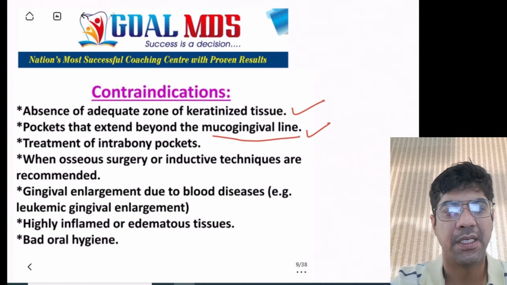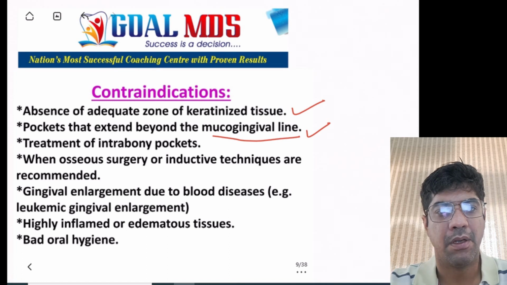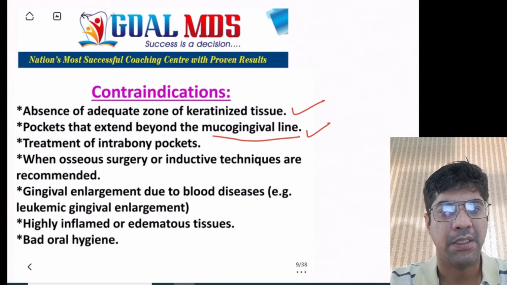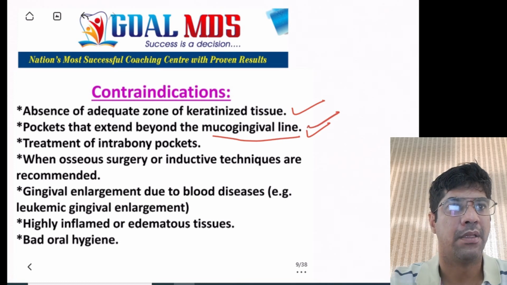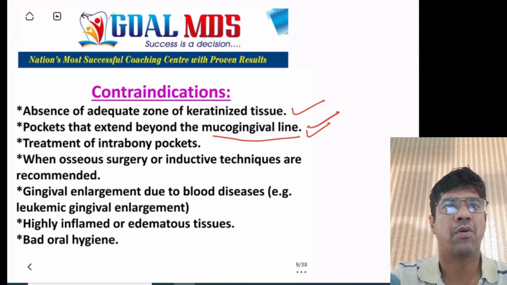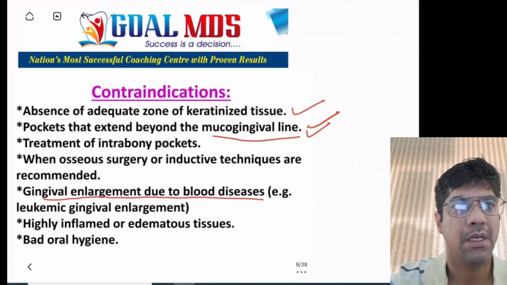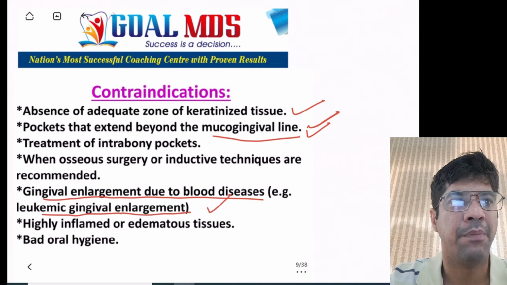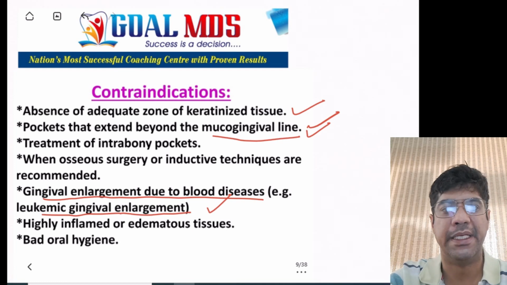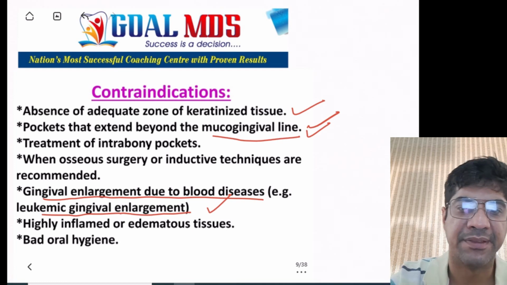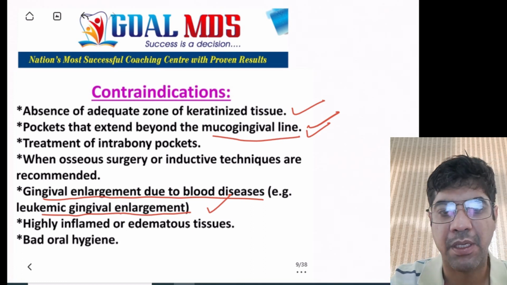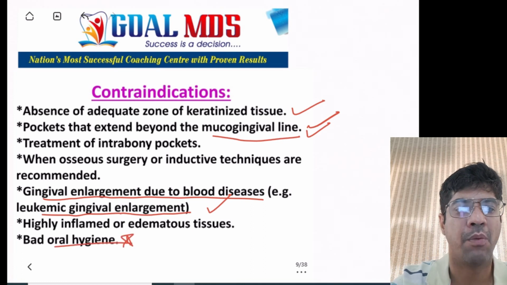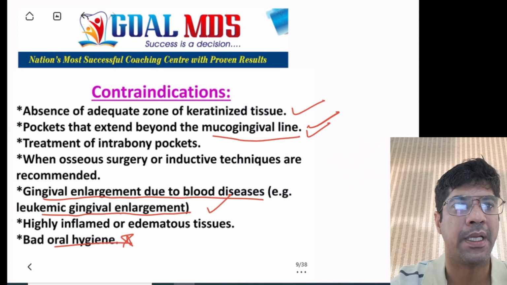When the pockets extend below the mucogingival junction, that is also a contraindication of the gingivectomy procedure. When the gingival enlargement is due to blood diseases, for example leukemic gingival enlargement, all these are contraindications. Good oral hygiene is essential for the surgical outcome of the procedure. Poor maintenance can lead to complications and hinder proper healing.